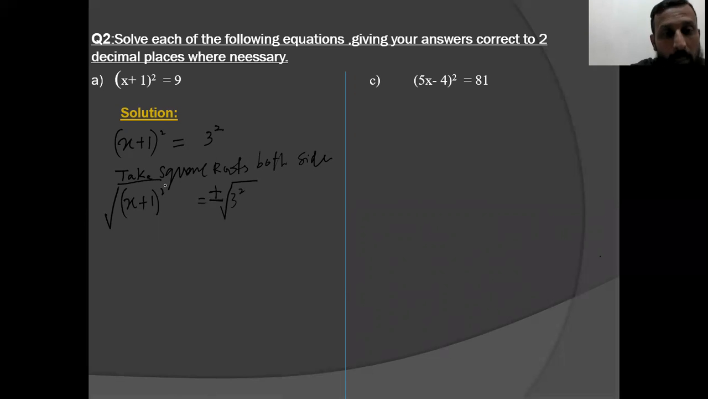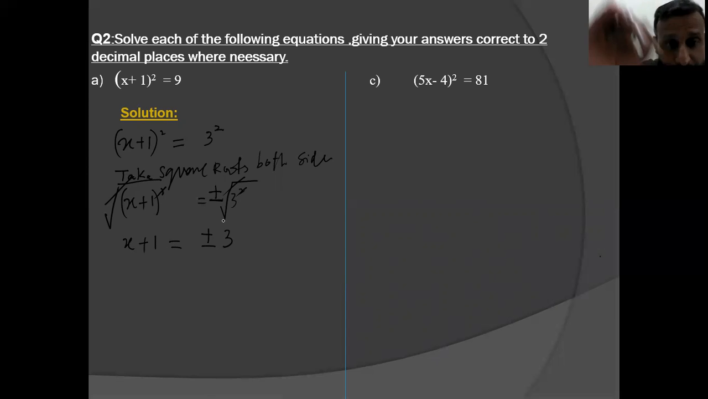Okay? So now square and square root, they cancel out each other. So we have x plus 1 is equals to plus minus 3. I'm repeating it once again. Whenever we take a square root, we put a plus sign and a minus sign on our own. So make it as a note, right? Okay, now the left hand side x plus 1 equals to two numbers. One is plus 3 and the other one is negative 3.